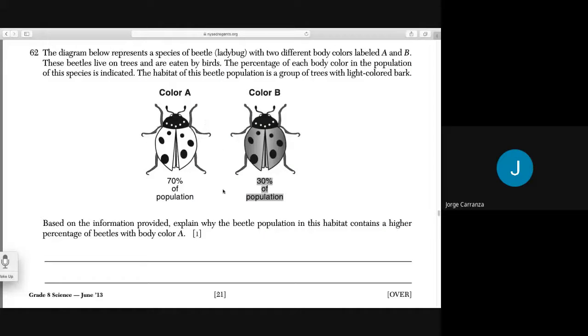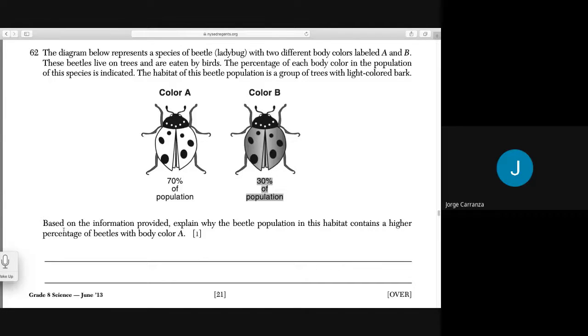So why do you think there are more of this instead of this? I think there are more of the white ones instead of the darker color ones, because maybe the white ones blend in more with the environment that they're in. So the white ones are safer than the darker ones. Yep, that's a perfect answer.